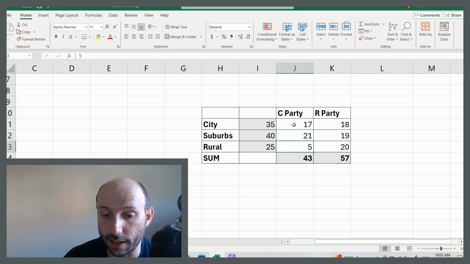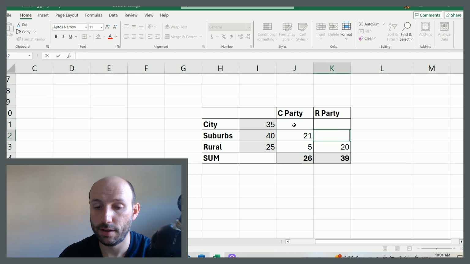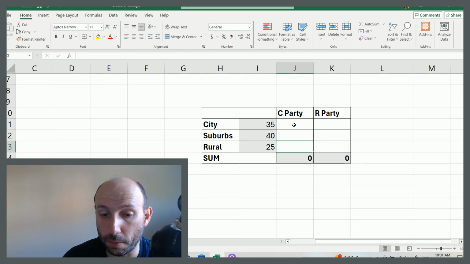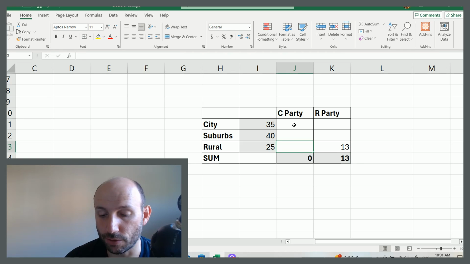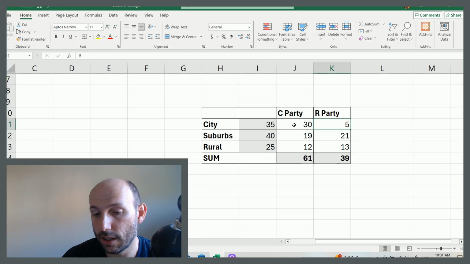So let's say the R party wins 13 out of the 25% of the population that lives in the rural areas, and 12 vote for the C party. The R party wins 21 of the 40% that lives in the suburb state, and 19 vote for the C party. And in the city state, we have 30 of the 35 vote for the city party, and only 5 vote for the R party, the rural party.